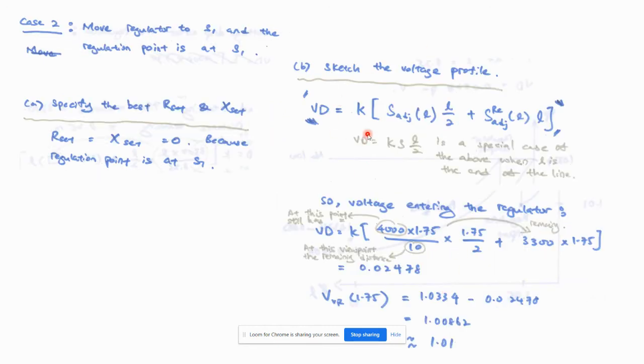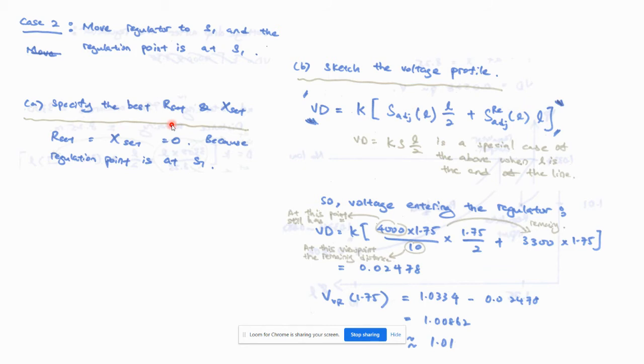So here we try to perform voltage regulation. So now instead of S1 equal to 0, we move the regulator to a location at S1. And this location at S1 is 1.75 meter down the feeder, right? Just now it was 0, now it's 1.75 down the feeder. Again, they ask, what is the specified best R and X setting?